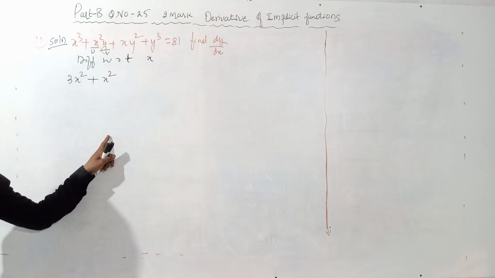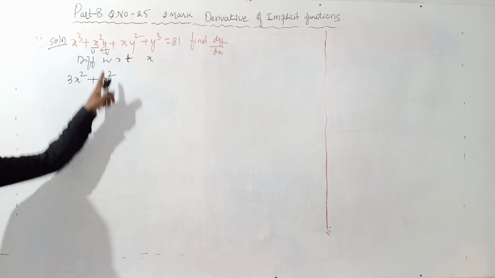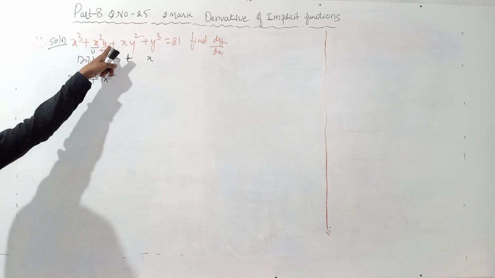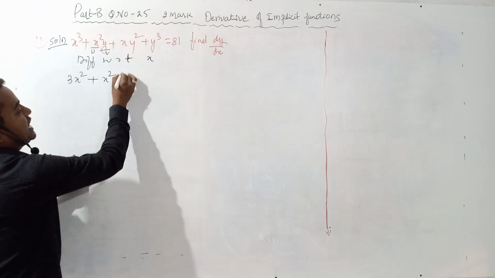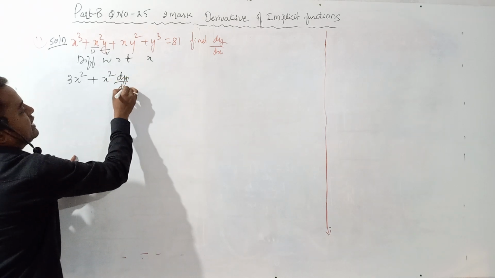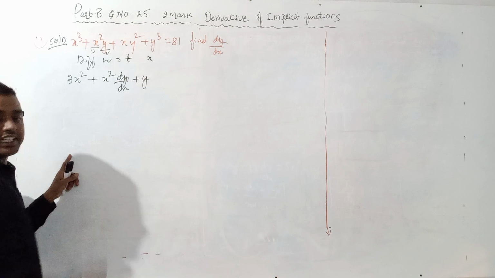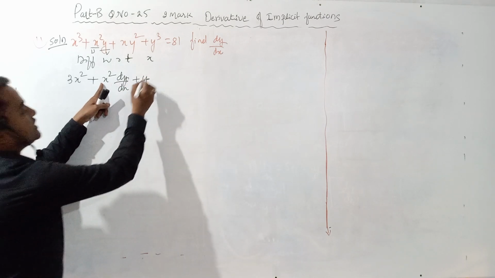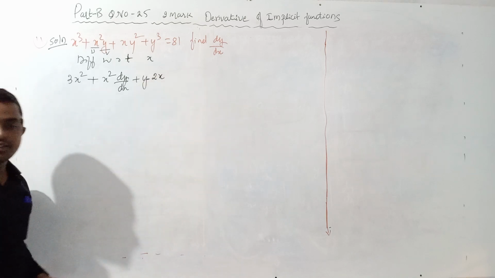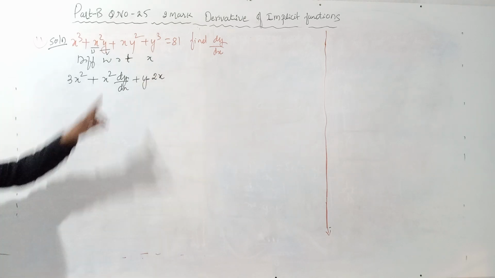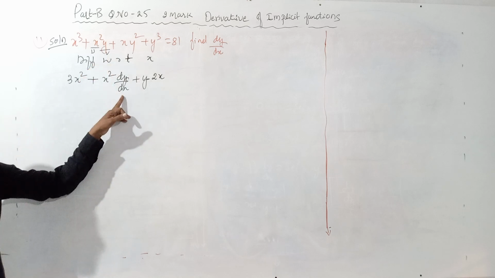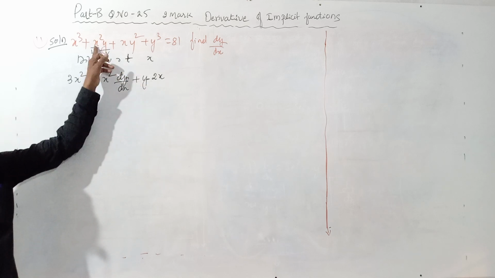According to the product rule of differentiation, u we have to keep first as it is. Then derivative of y is dy by dx, plus y as it is, v as it is, derivative of x square is 2x. So x square as it is, that is u, derivative of y is dy by dx, plus y as it is, derivative of x square is 2x.